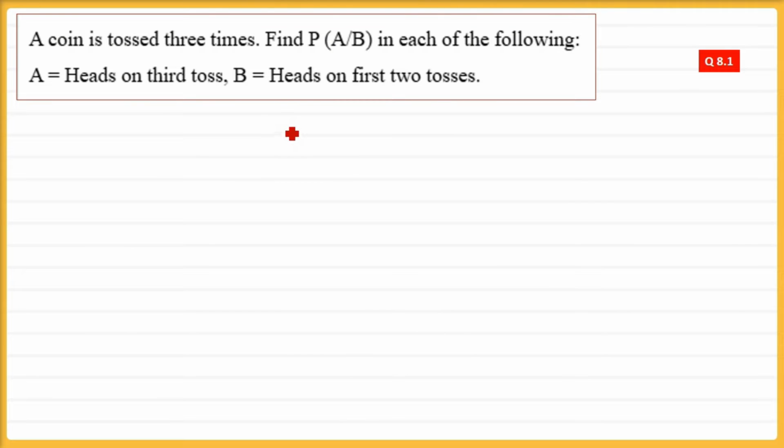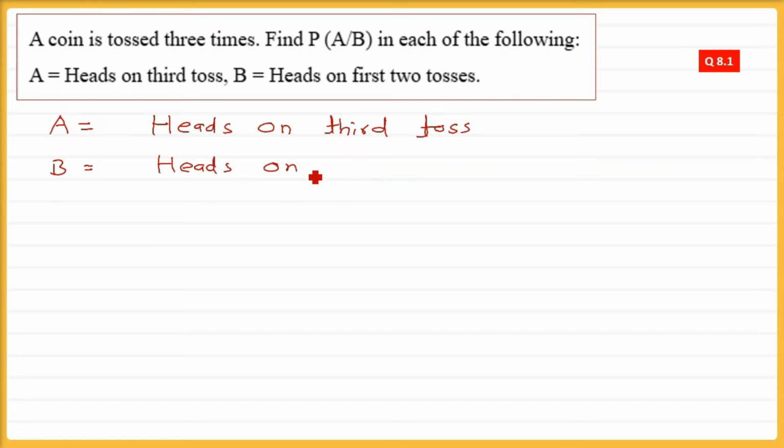Now we have 3 similar questions. A coin is tossed 3 times. Find P(A|B) in each of the following. A: heads on third toss, B: heads on first 2 tosses. Now we need to make the events, and the events will be exactly similar to what is given in the question. So A can be heads on third toss. This heads on third toss became the first event, A. The second event, which is B, is heads on first 2 tosses.